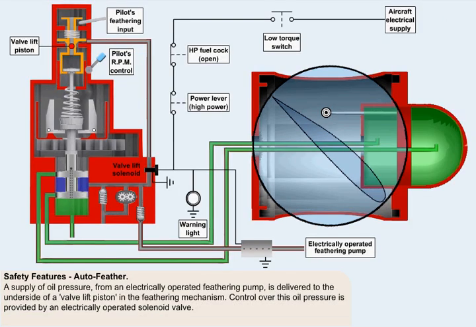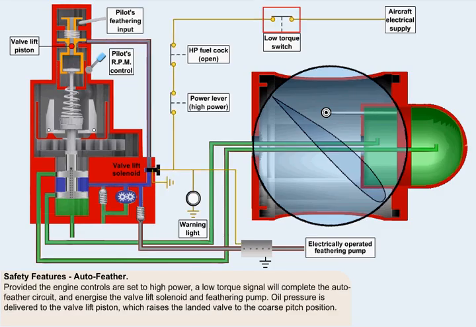This diagram shows an auto feather system installed on a typical double-acting propeller arrangement for a turboprop engine. It consists of an additional oil pressure line supplied from an electrically operated feathering pump to the underside of a valve lift piston in the feathering mechanism. Control over this oil pressure is provided by an electrically operated solenoid valve.